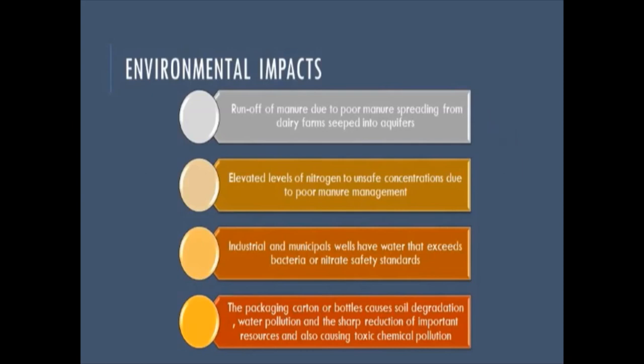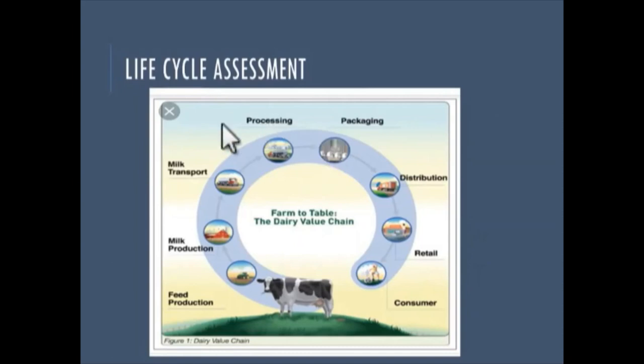So now we go to life cycle assessment of milk. First, milk is produced: it is fed with feed production, and goes to milk production, and then we go to milk transport to the factory, and then the milk is processed, and then packaged, and then distributed, and then it goes to retail, and then to the consumer, and the milk is consumed. So this is the carbon footprint of milk.